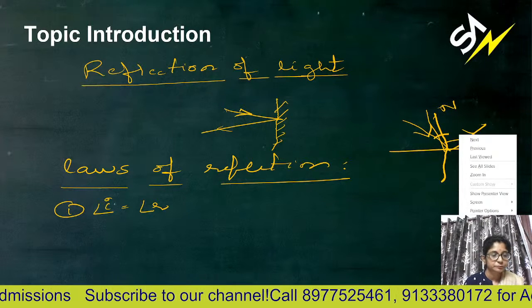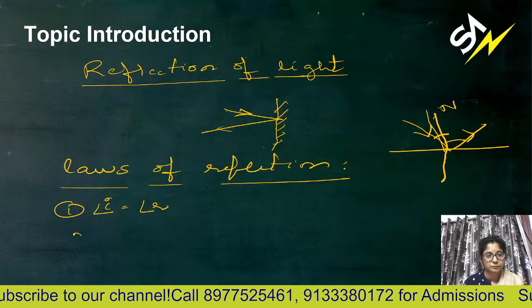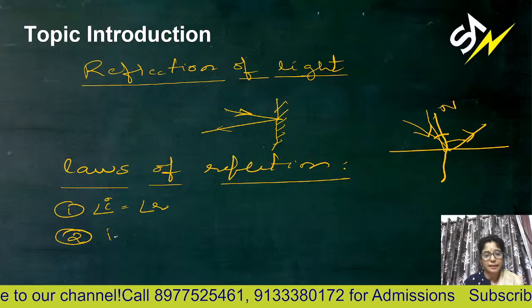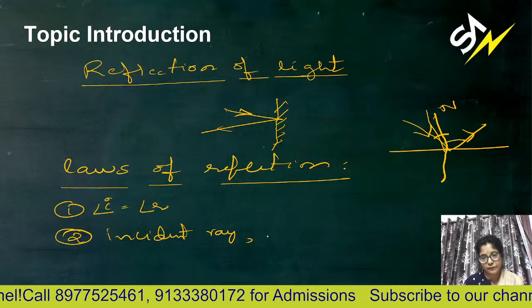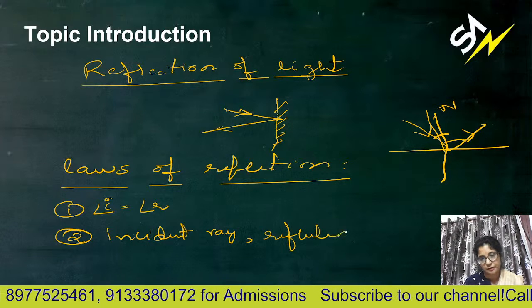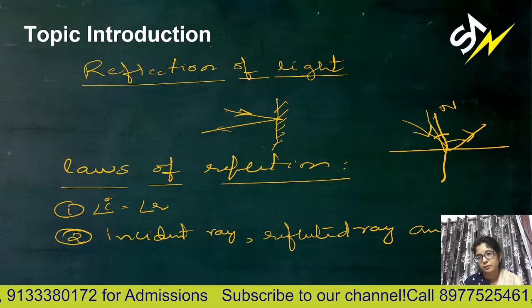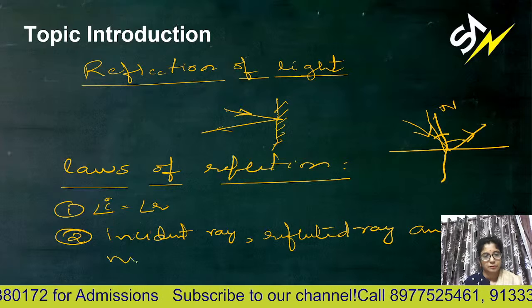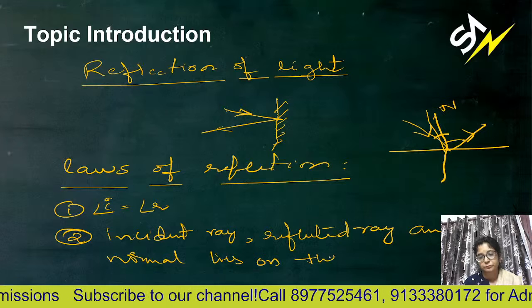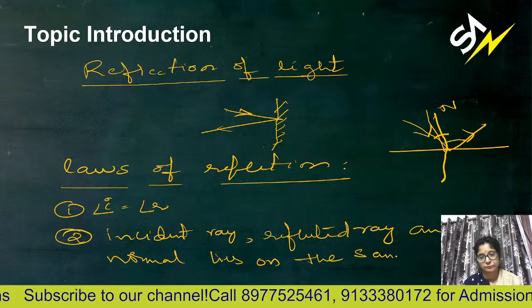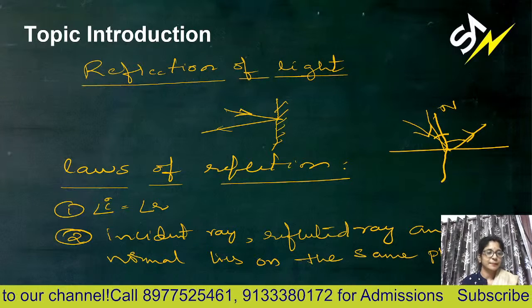And then the second law is that the incident ray, the reflected ray, and the normal lie on the same plane. So they lie on the same plane, right?